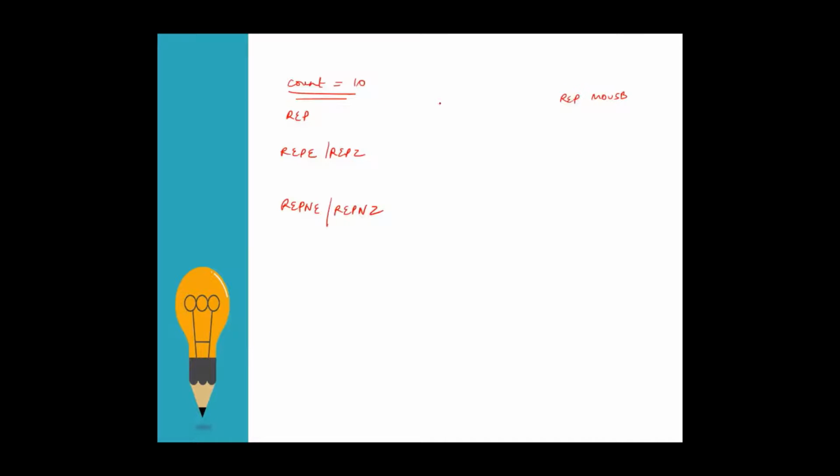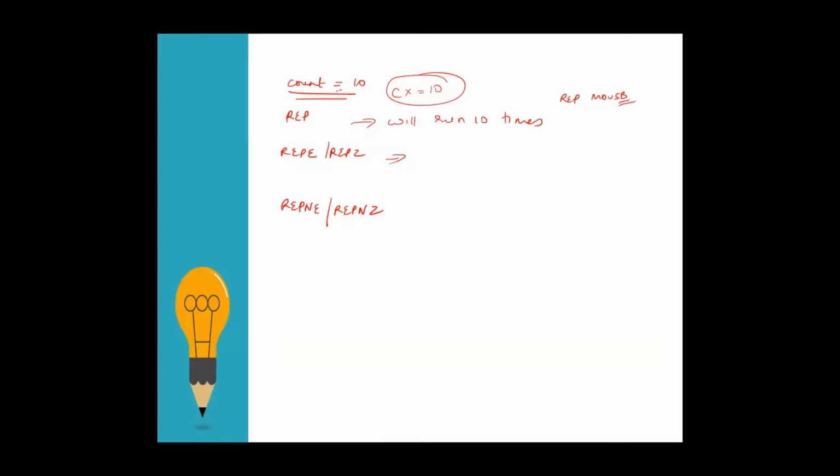How many times? If I write REP MOVSB, how many times will my instruction run? That is my question. It is byte by byte. So how many times will this instruction run? It will run depending upon the value of CX only. CX currently has 10. So how many times will it run? 10 times. But in the case of REPE, what will happen? How many times will this instruction run if the CX value is 10?